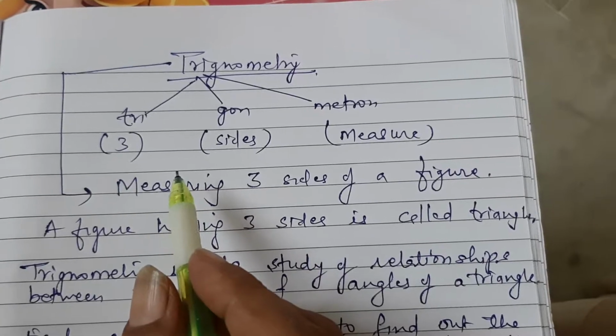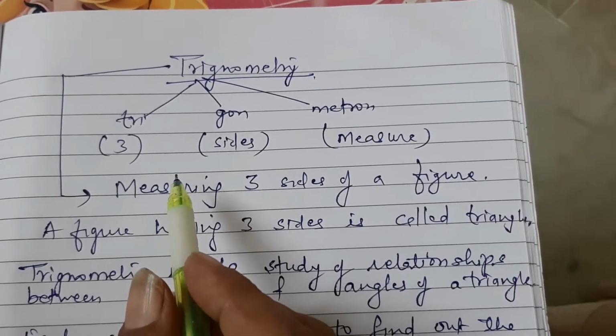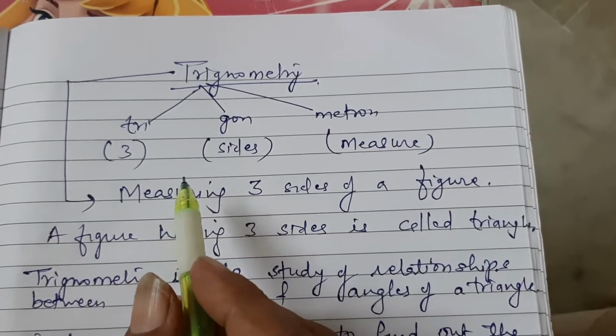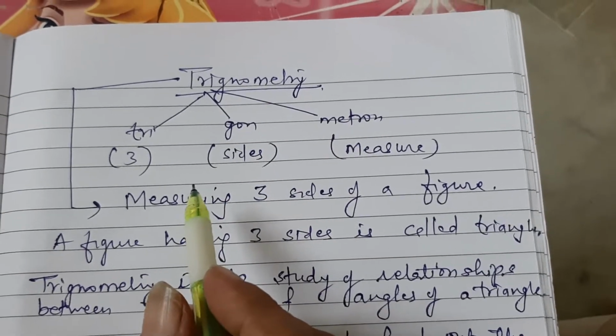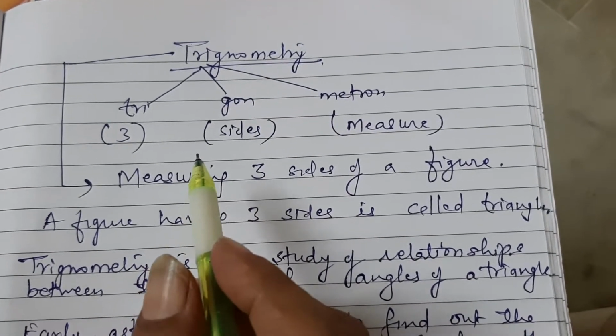Today we are going to start the chapter trigonometry. It is one of the most important chapters of maths of class 10, trigonometry. It carries 18 marks.